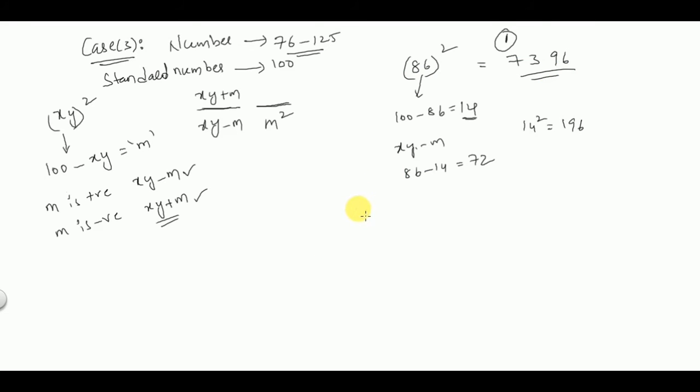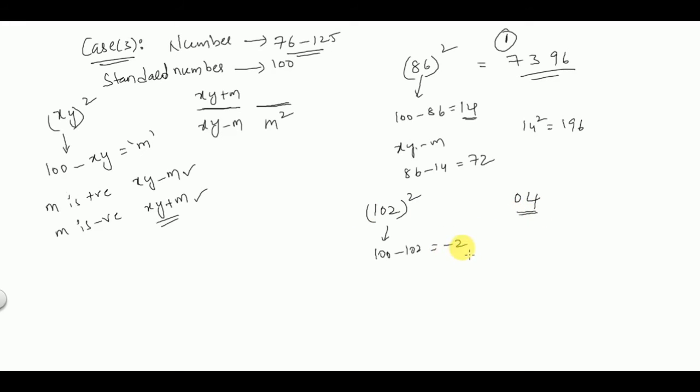You can also do anything like 102 whole square if you want to find it. So first of all, 100 minus 102. 100 minus 102 is minus 2. Okay, so minus 2 is the value. So m is now negative. So m square is 4. So we'll write it as 04. So this is important, please remember this.